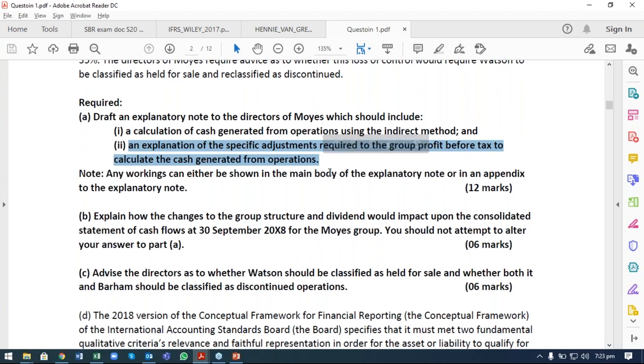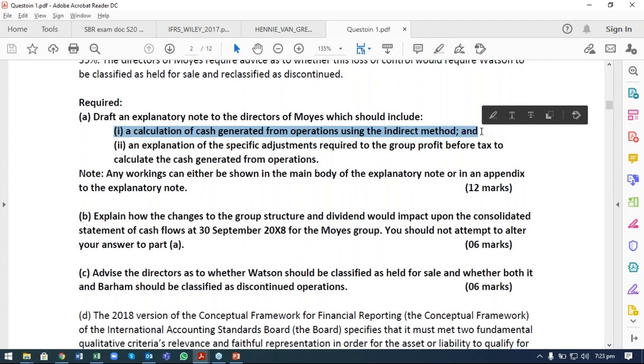So you have two requirements actually. The first requirement is based on the calculation of how the cash generated from operations should be accounted for. The next requirement is that you have to explain why those adjustments were made to the cash generated from operations section. So for both of these two requirements, what I believe is it could be possible that 5 marks should be allocated to this section, and most out of these 12 marks, right?